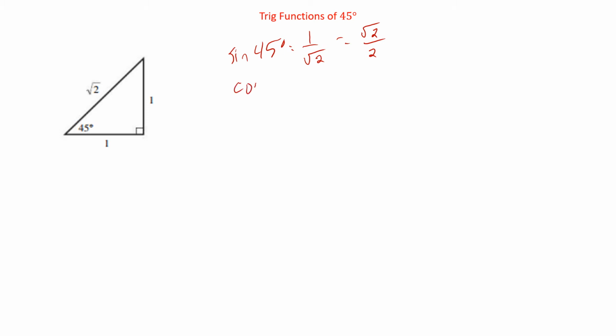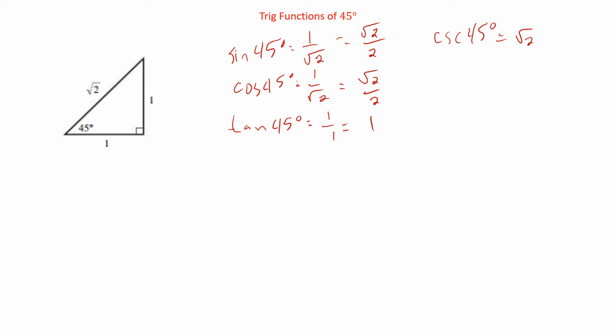The cosine of 45 degrees is going to be the adjacent over the hypotenuse, which is also 1 over root 2, which is root 2 over 2. The tangent of 45 degrees is the opposite over the adjacent, so 1 over 1, which is 1. And then we can find the other three as well. The cosecant of 45 degrees is going to be the hypotenuse over the opposite, or we already have sine, we can just flip it upside down. So instead of 1 over root 2, it's root 2 over 1, which is root 2.